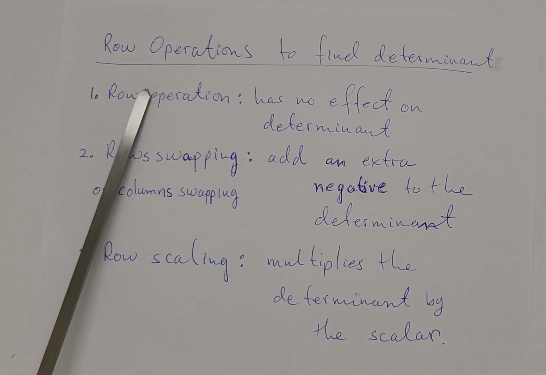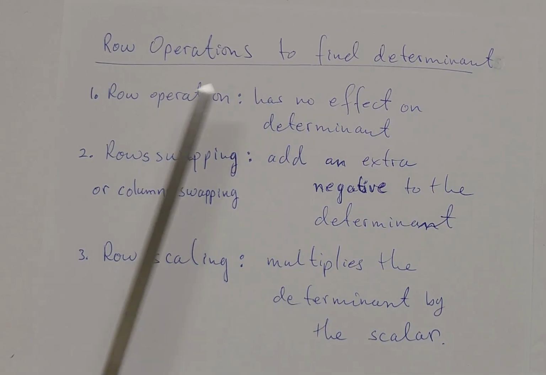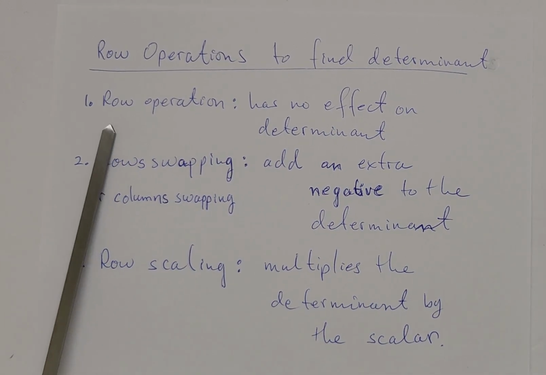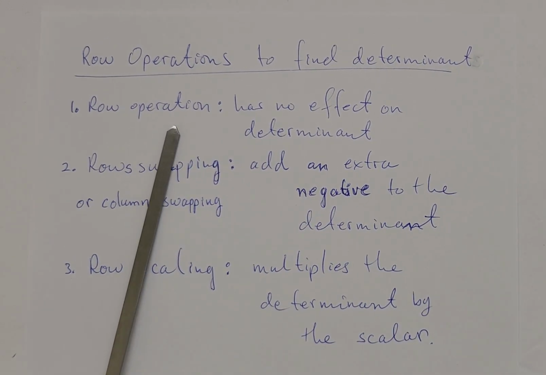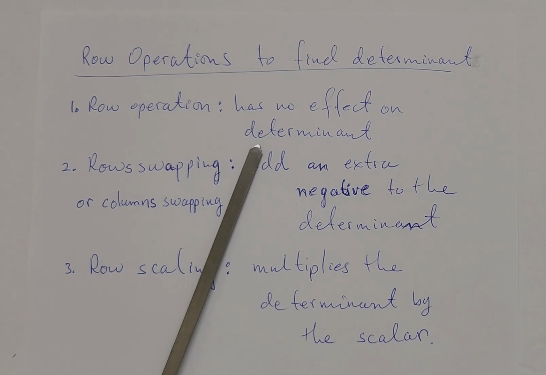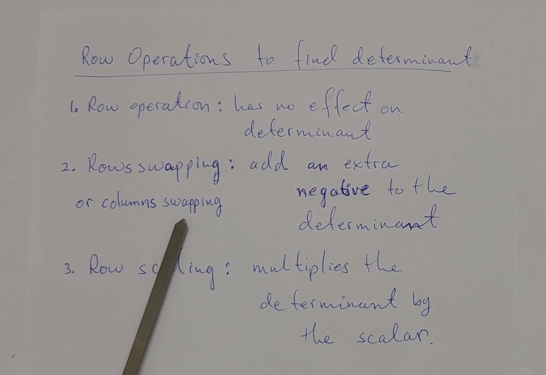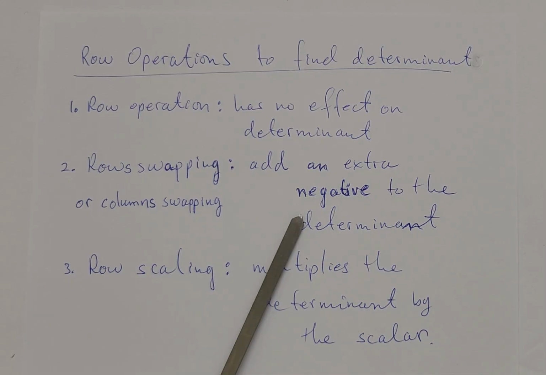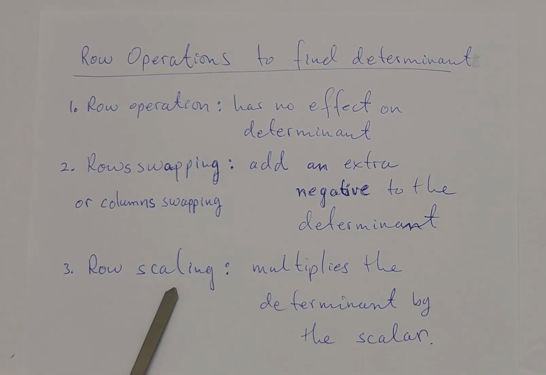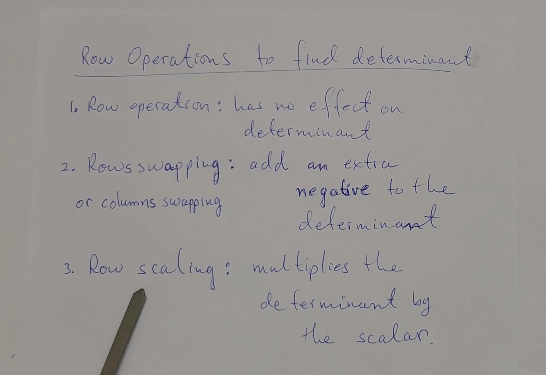When you do row operations to find the determinant, the first rule is that it doesn't affect the determinant. However, when you switch rows or switch columns, you have to put an extra negative on the determinant. The third rule is when you do row operations and there was any scaling, then you have to bring the scalar along with you. Don't forget the scalar, okay?